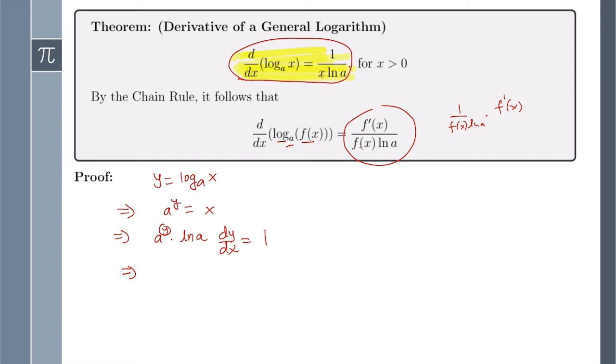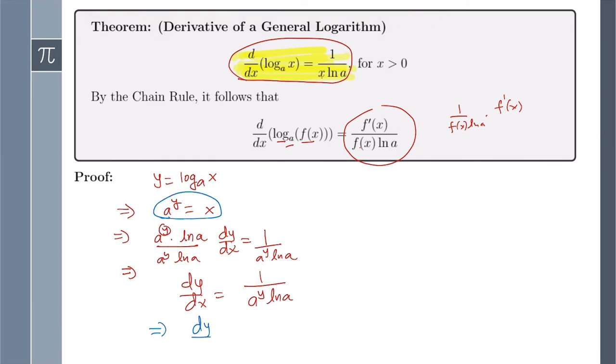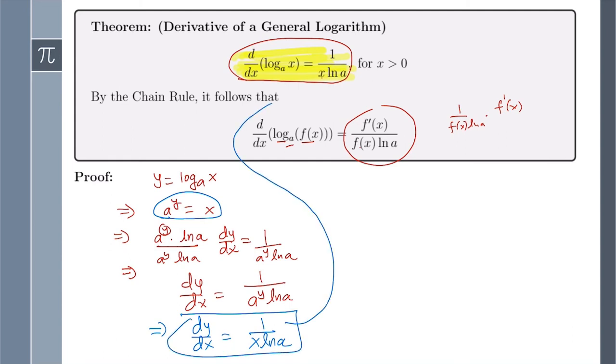Now we want dy over dx, so we divide by this quantity, a to the y natural log of a, on both sides. Then we get dy over dx equals 1 over a to the y natural log of a. Now we know that a to the y is x, so that becomes dy over dx equals 1 over x times natural log of a. And that's what we have right here. So that's how we prove that formula.